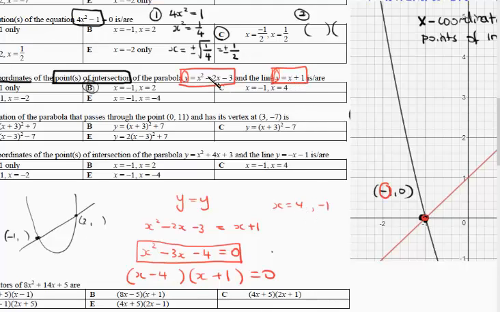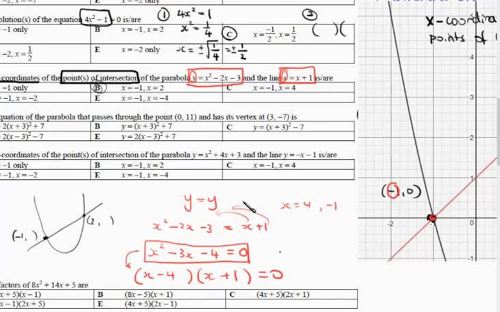If I plug in 4 here, I get 16 minus 8, which is 8, minus 3, which is also 5. Okay? So all I did was equate those two equations, put everything on one side, and make it into a brand new quadratic equation, and solve that. And in this case, we could do it by just factorizing. All right?